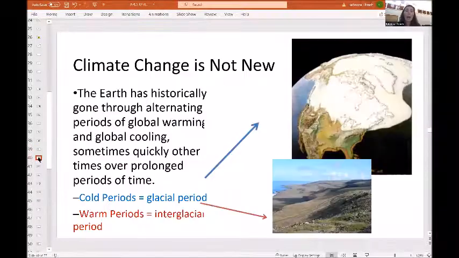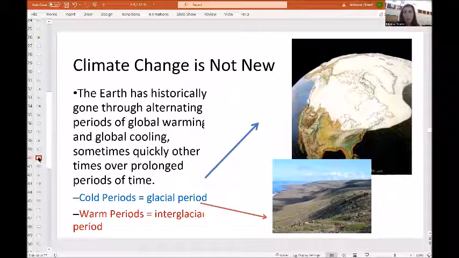Okay, so why do we even care about the greenhouse effect? What does this do as far as global change? Because remember, that's the name of the unit. Well, it's really about changing the Earth's climate. This is not a new concept, nor is it the first time it has happened in the history of the Earth. Earth historically goes through alternating periods of global warming and global cooling. Sometimes this happens very slowly, but sometimes it's very rapid, like it is now.